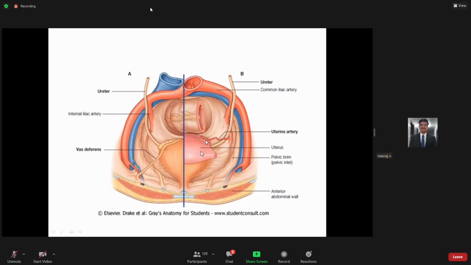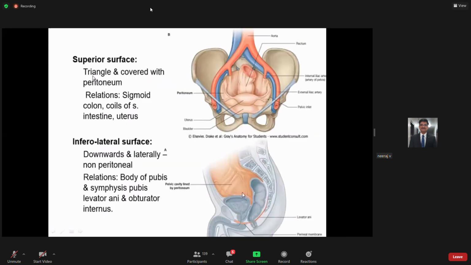You can see in case of female, between the rectum and urinary bladder, you have the presence of the supravaginal part of your uterus, which is present here. You can see this is the difference in case of male and female. So this I already explained to you about the superior surface.